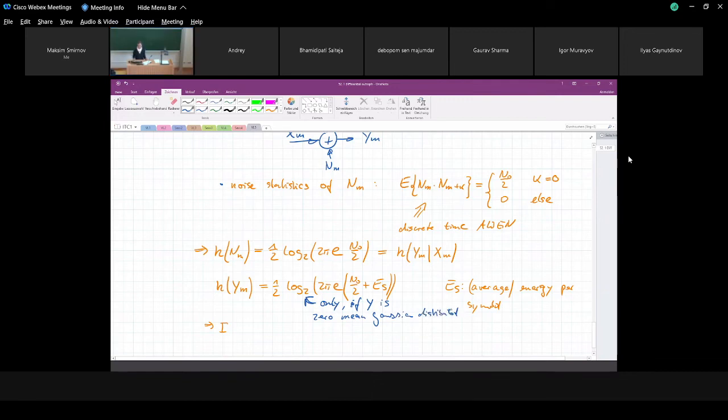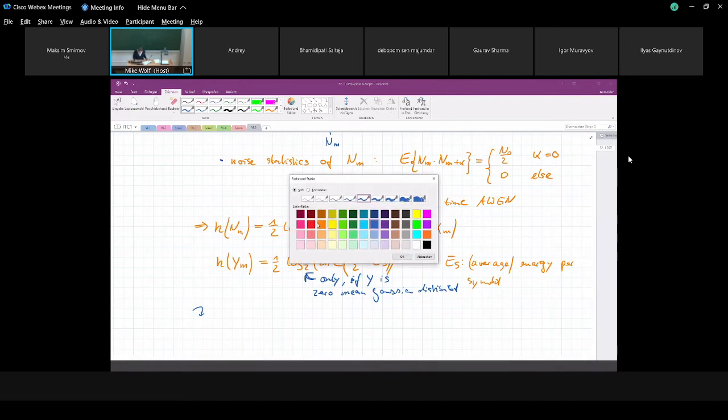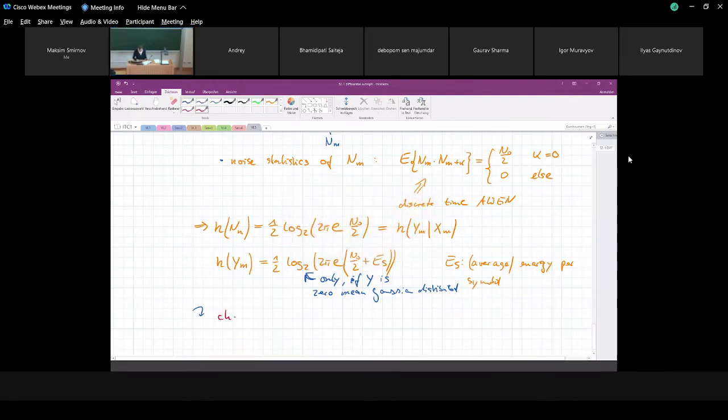Right? Otherwise, we don't get this equation. And we know for any other second moment, we get a lower h of y, right? So now we can say, therefore, say we switch to red color, channel capacity, a symbol still.